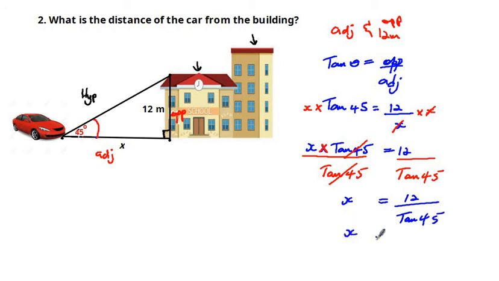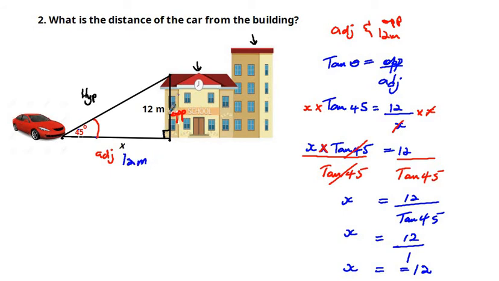So x is equal to 12 over, so if you plug tan 45 in your calculator, I think you would get 1, right? So tan 45 is equal to 1, right? So that means x is equal to 12 divided by 1, which is 12. Alright, so the distance of the car from the building is 12 meters.